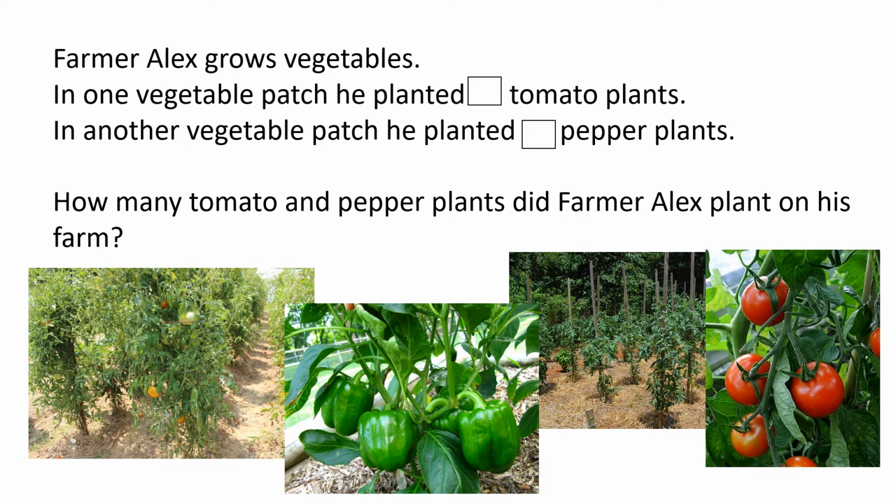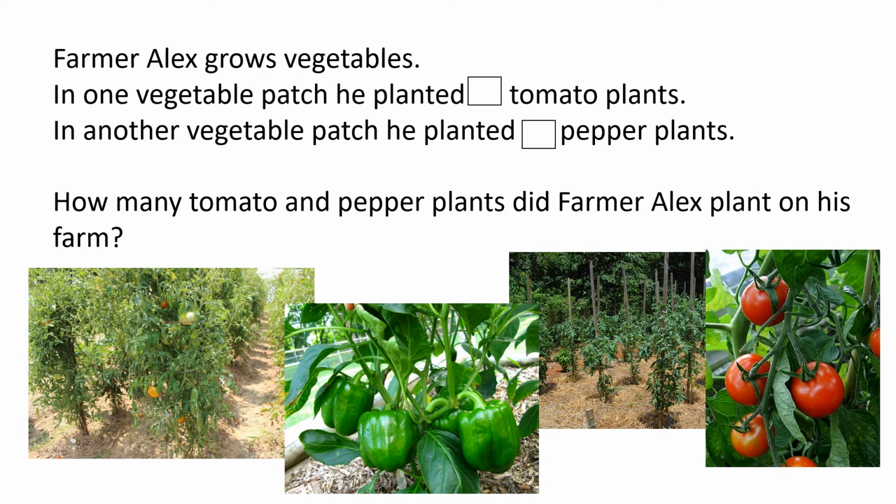Let's look at this problem. Farmer Alex grows vegetables. In one vegetable patch, he planted some tomato plants. In another vegetable patch, he planted some pepper plants. How many tomato and pepper plants did Farmer Alex plant on his farm?